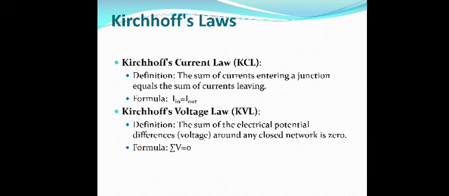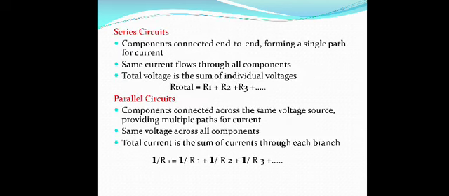Whereas Kirchhoff's second law, Kirchhoff voltage law, the definition for the KVL is the sum of electrical potential difference around any closed loop or a network is equal to 0. Formula for the KVL is summation of V is equal to 0.